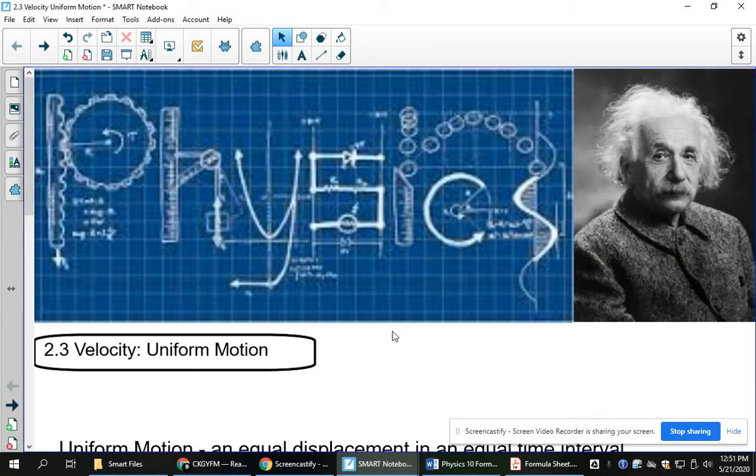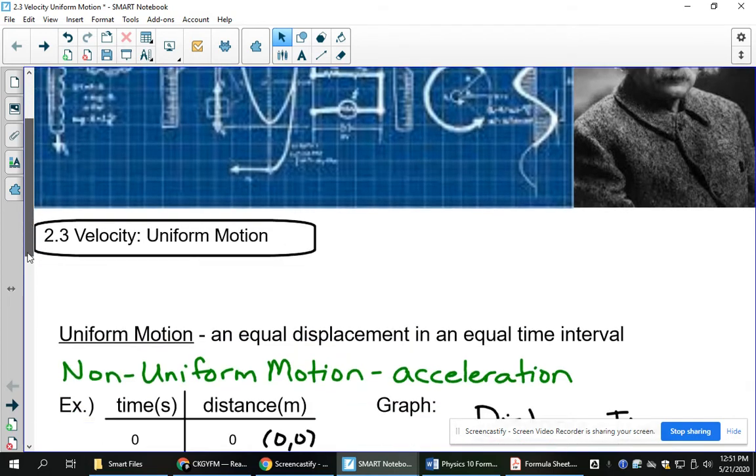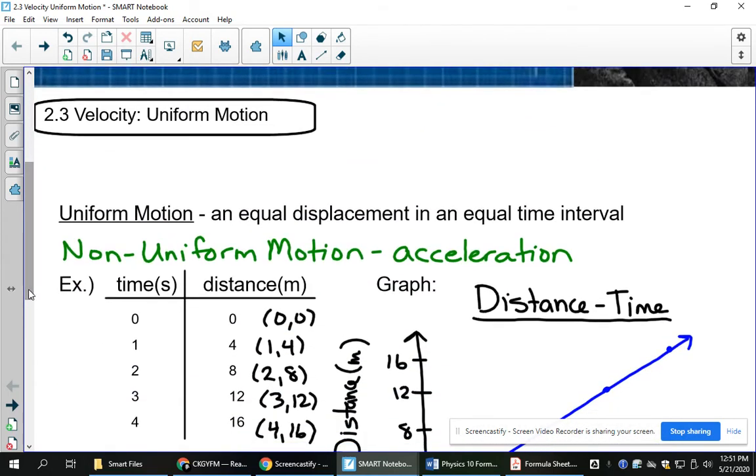Hi guys, today's lesson is on 2.3, the velocity formula. And another thing that we can say for velocity is uniform motion. So first off with the definition here, we have uniform motion being an equal displacement in an equal time. So that means you cover the same amount of distance per second. So you might see something like 5 meters per second. That's what we think about when we think about uniform motion.